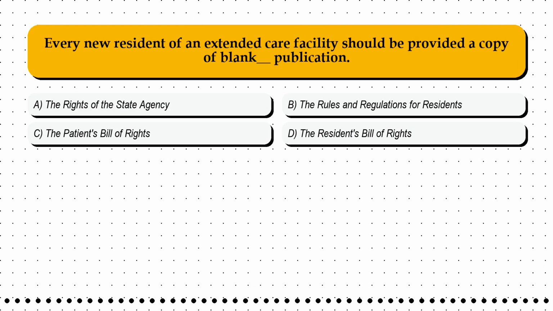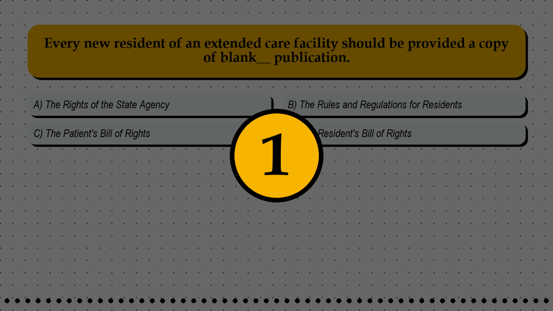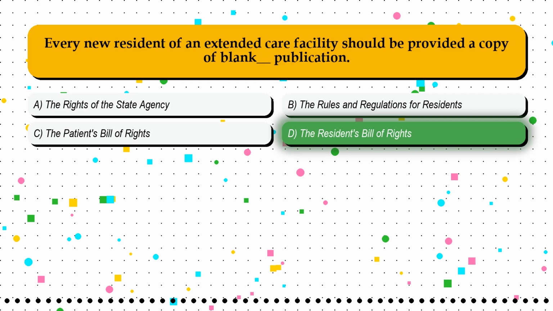Question 273. Every new resident of an extended care facility should be provided a copy of blank publication. Option A, the rights of the state agency. Option B, the rules and regulations for residents. Option C, the patient's bill of rights. Option D, the resident's bill of rights. The correct answer is option D, the resident's bill of rights.